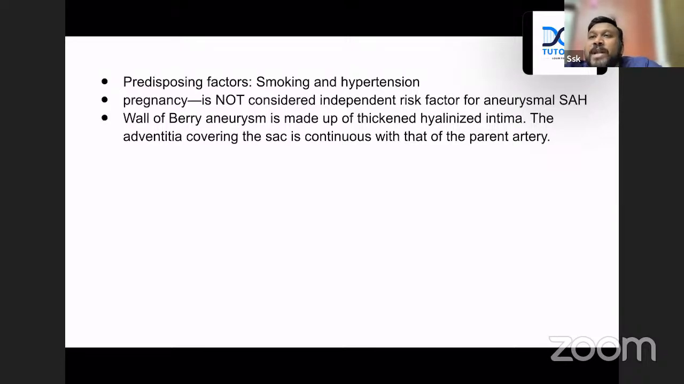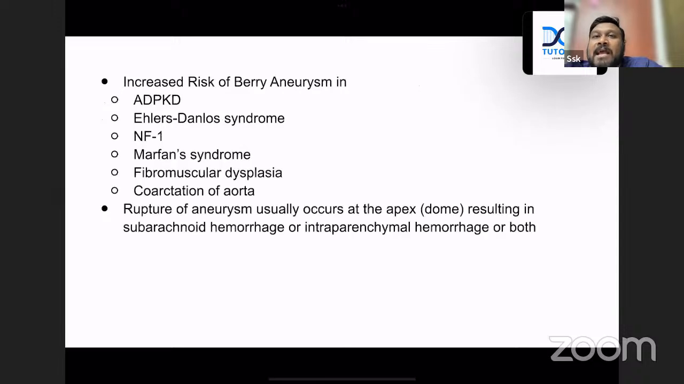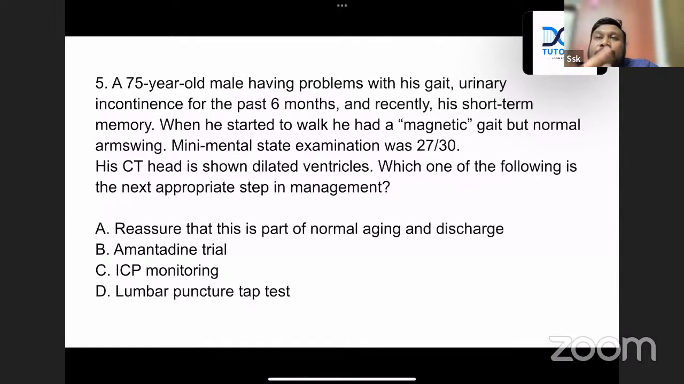Wall of berry aneurysm is made up of thickened hyalinized intima. The adventitia covering the sac is continuous with that of the parent artery. And this is a very, very important slide. So ADPKD, Ehlers-Danlos syndrome, NF1, Marfan syndrome, fibromuscular dysplasia, coarctation of aorta, all these are going to be risk factors for berry aneurysm. And rupture will usually happen at the apex, resulting in SAH or IVH or ICH. And that is about the berry aneurysms.